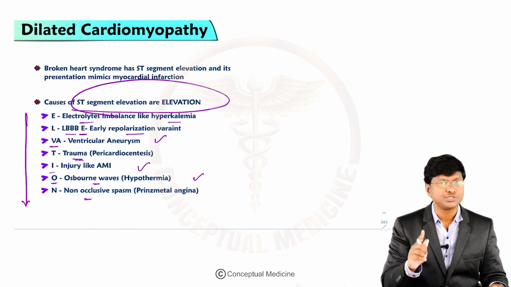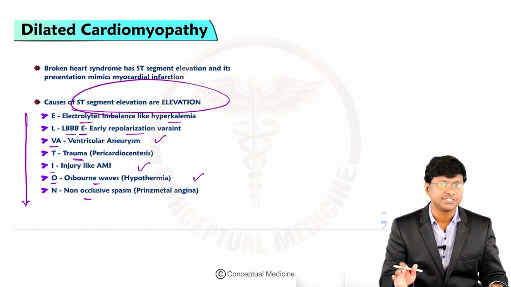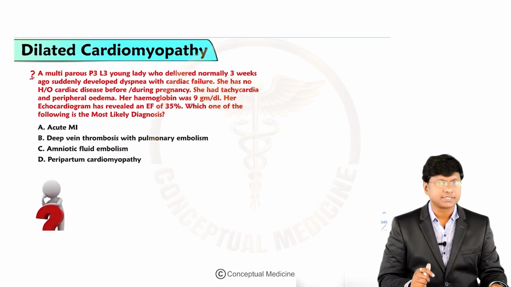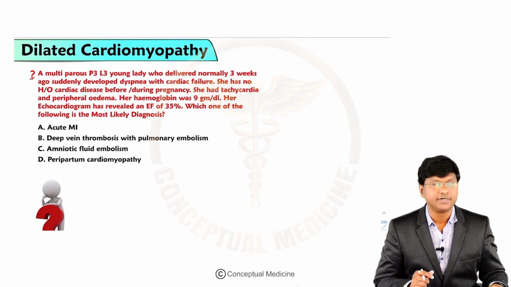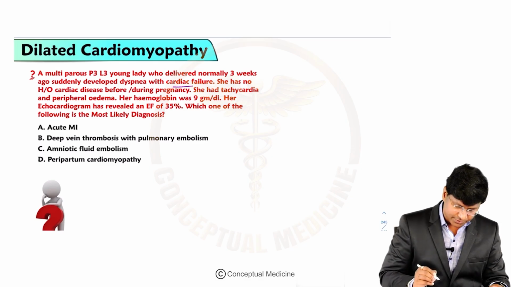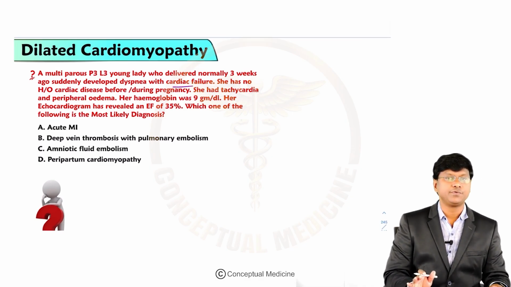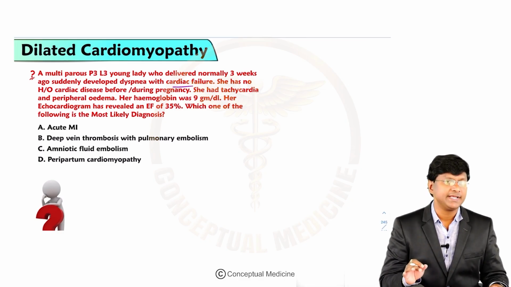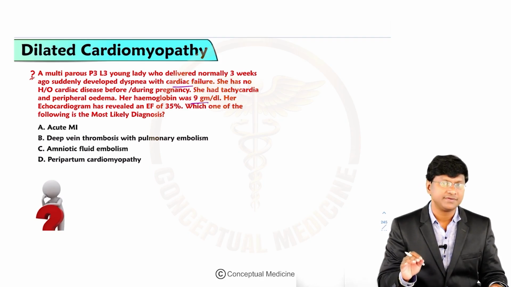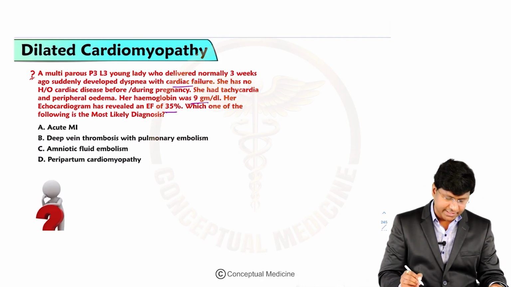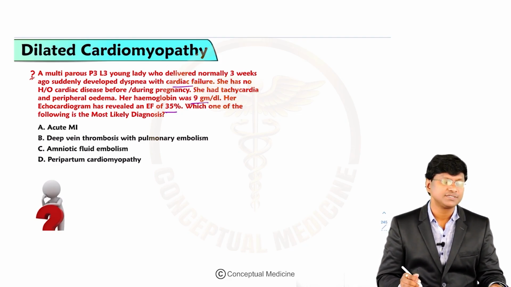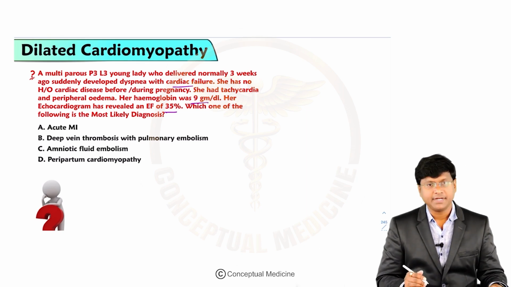Now, followed by that, let me show you one clinical scenario and then we will wind up this session of the dilated cardiomyopathy. A multiparous P3L3 young lady who delivered normally 3 weeks ago suddenly developed dyspnea, cardiac failure. She has no history of cardiac disease before or during pregnancy. She has tachycardia and peripheral edema, hemoglobin is 9 grams per deciliter, and her echocardiogram has revealed an ejection fraction of 35%. Which of the following is the most likely diagnosis? Acute MI, deep vein thrombosis with pulmonary embolism, amniotic fluid embolism, peripartum cardiomyopathy.